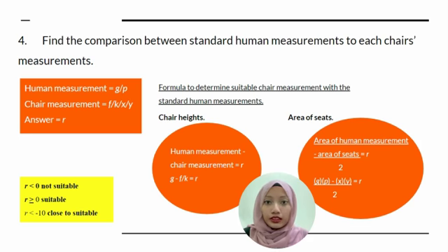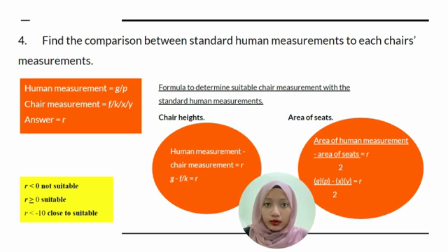Next, we compare the standard human measurements to each chair measurement. Here, we apply the concept of algebra to form a formula that we can use for the case study to find the most suitable chair measurements based on the human standard measurements. For the human measurements, we use the algebra G or P. For the chair measurement, we use F or K or X and or Y. And the answer for this equation, we apply in terms of R.